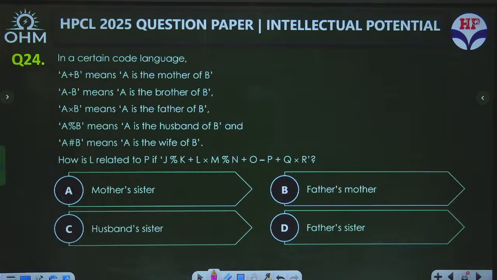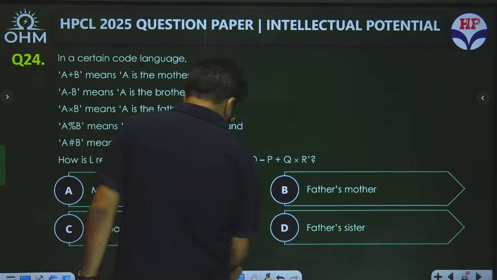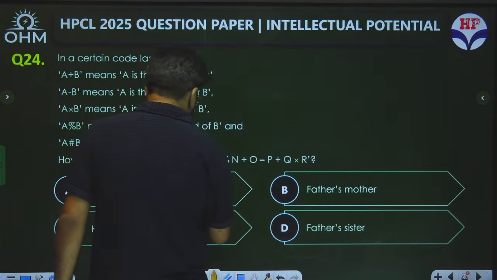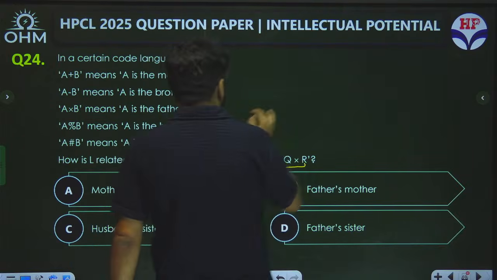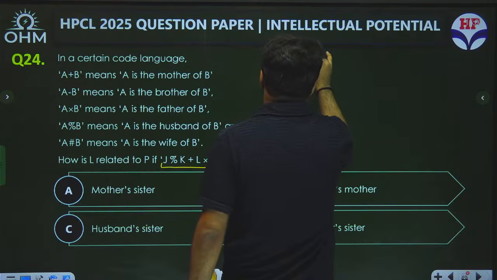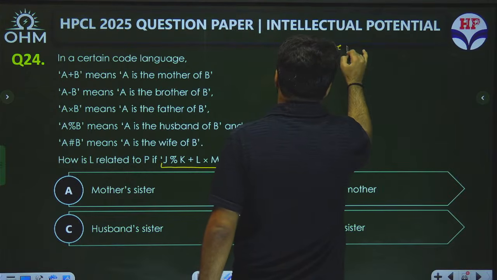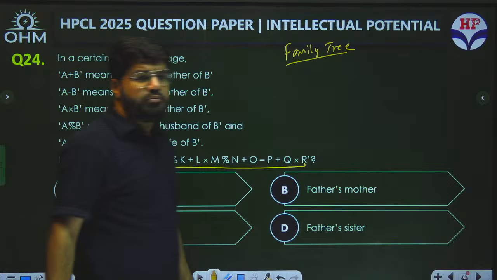In a certain code language, this is the code given. How is L related to P if this is the sequence given? Let us see what is asked later. We will draw the complete family tree, because they can ask anything. If the family tree is ready, you can read any relation from it.